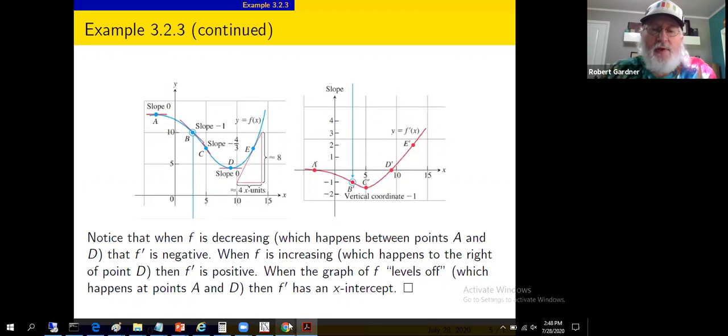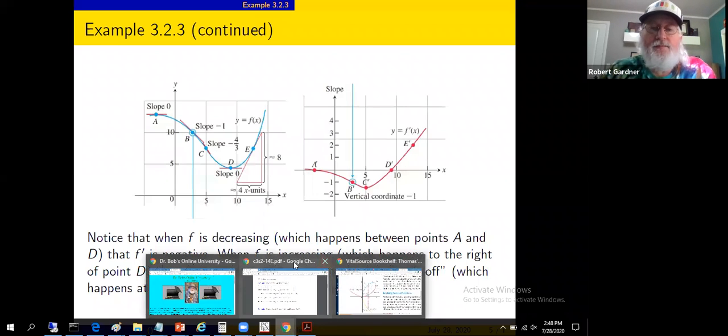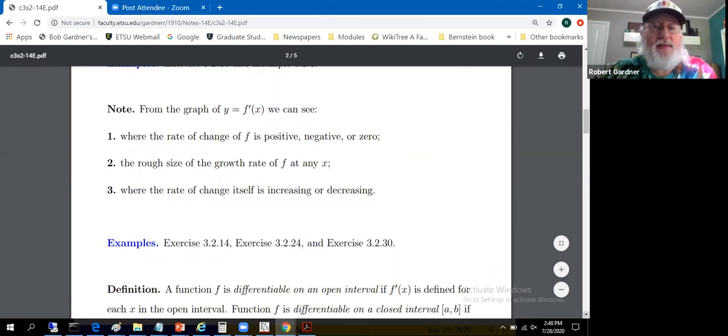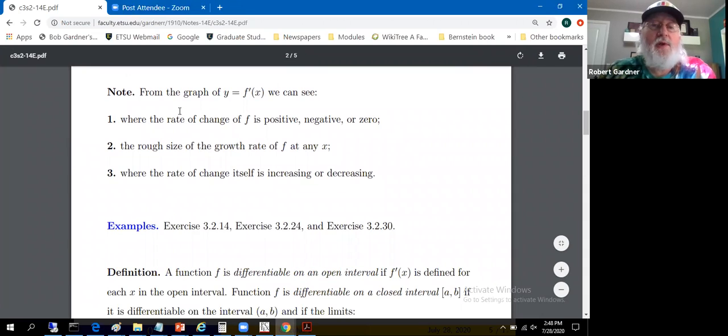Back to the notes, and a comment that says basically what I just observed. From the graph of y equals f prime of x, the graph of the derivative, we can see where the rate of change of f is positive, negative, or 0.